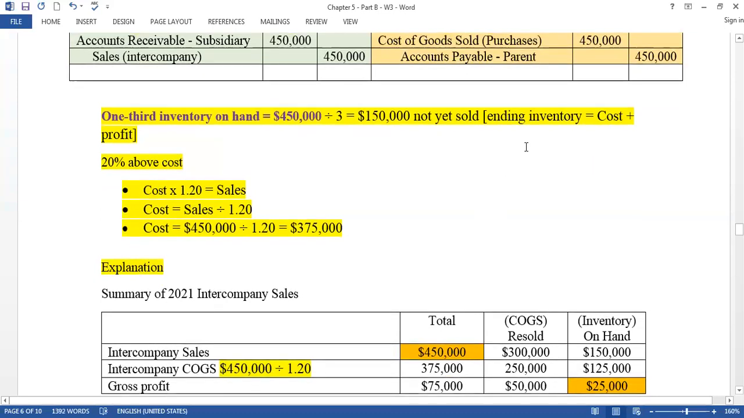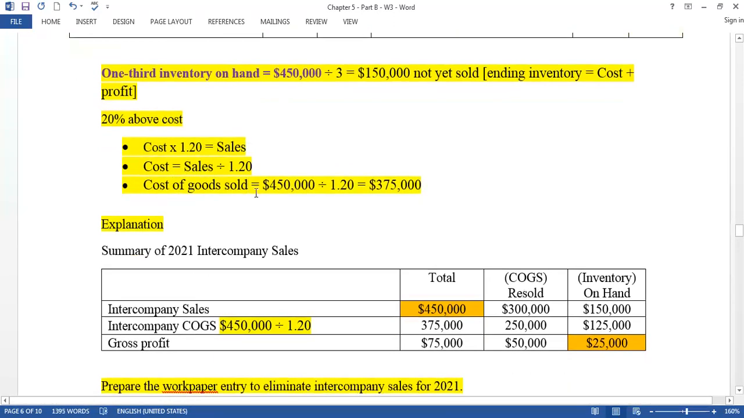And which part is the cost, which part is the profit? We have to apply this kind of formula. Sales, you know that sales equal cost times 1.20, right? One is 100% of the cost, plus we add 20% profit, so 1.20. Now we calculate the cost of goods sold. This kind of calculation you have to do by yourself.